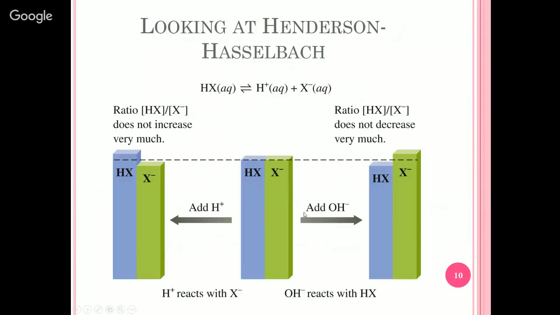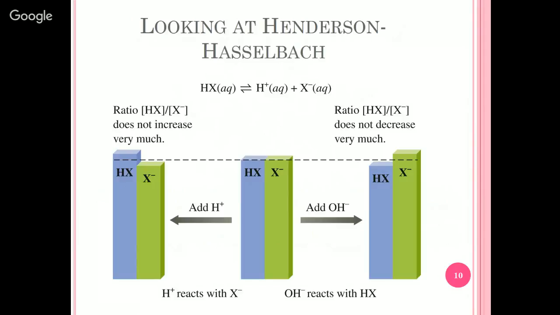Conversely, if we add OH minus, this is a strong base. OH minus cannot react with the X minus. Remember, same charges repel each other. Same reason why our H plus is not going to react with our HX. There's nowhere for it to go. So OH minus reacts with HX, acid plus base, and gives us water and the conjugate base, X minus. So HX has gone down because it's reacted with the OH minus. When it has reacted, it is increasing the amount of X minus, or conjugate base, that is present in solution.